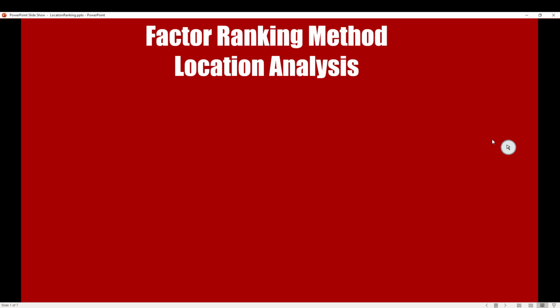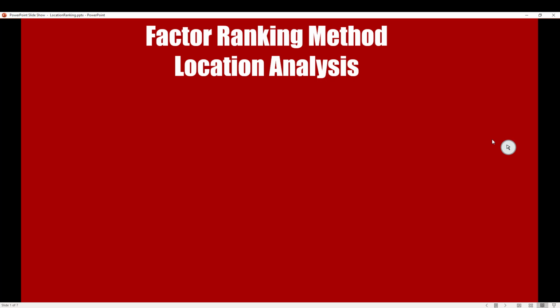I'm going to talk about location decision models. And to be more specific, I'm talking about the factor ranking method for location analysis. Please note that a factor ranking method can be implemented for different types of decisions. Here we exercise it for location analysis, or international location analysis.